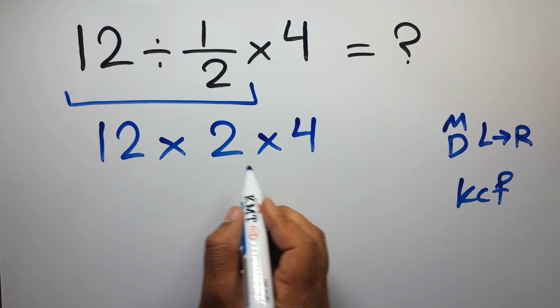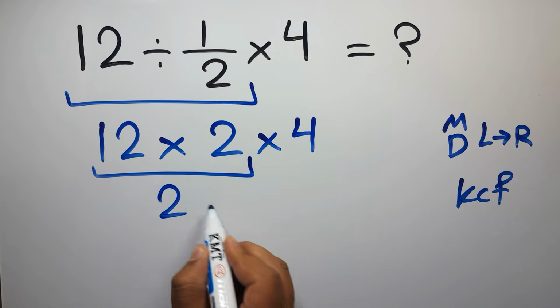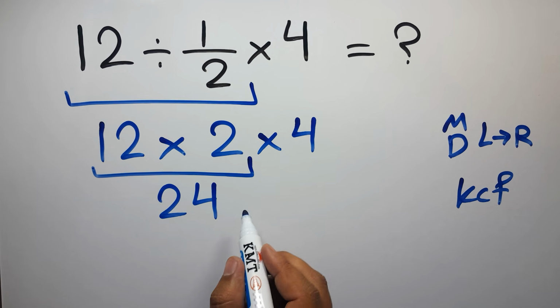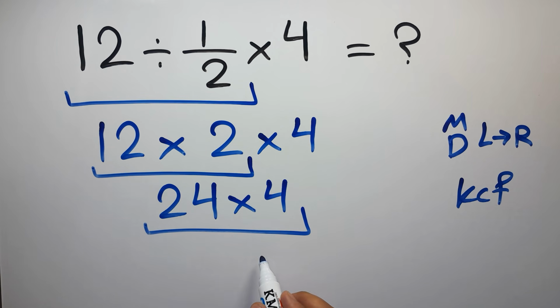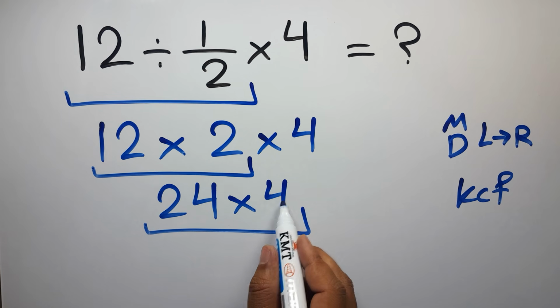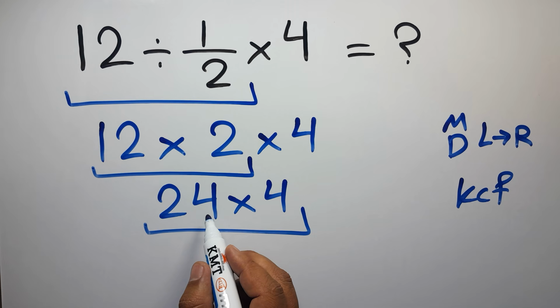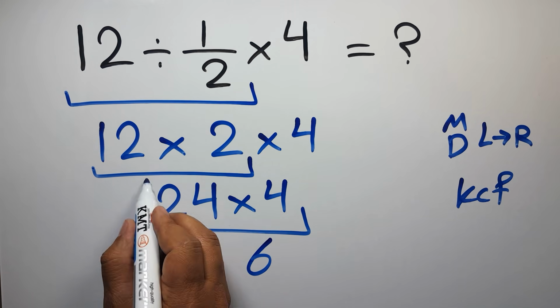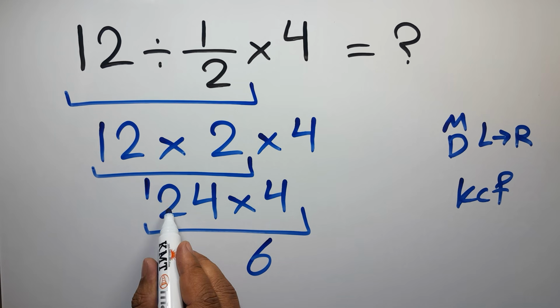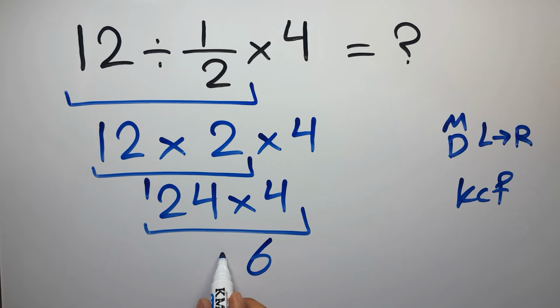Okay, 12 times 2 gives us 24. So 24 times 4. Okay, 4 times 4 equals 16. So we write 6 here and carry 1 here. 4 times 2 gives us 8. And 8 plus 1 equals 9. So we have 96. And this is our final answer to this problem.